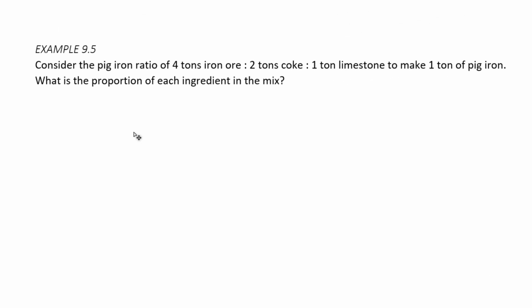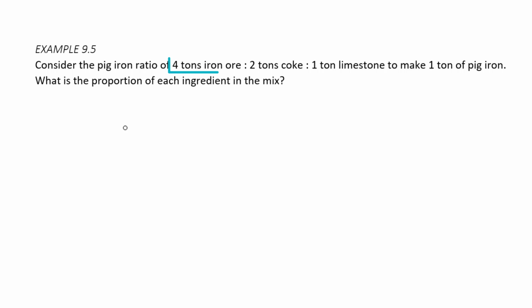So we've talked about that example. Let's work through example 9.5. Consider the pig iron ratio of 4 tons iron ore to 2 tons of coke to 1 ton of limestone to make 1 ton of pig iron. What is the proportion of each ingredient in the mix?